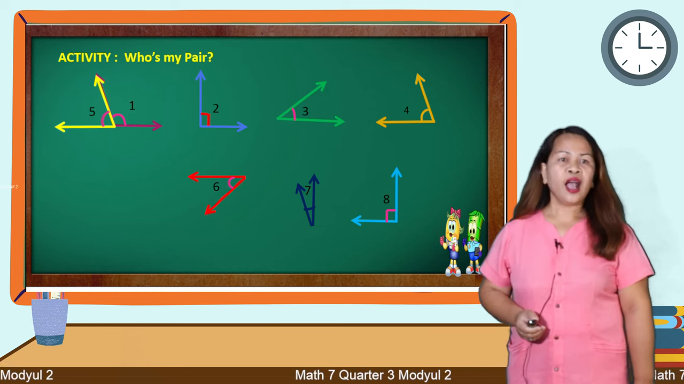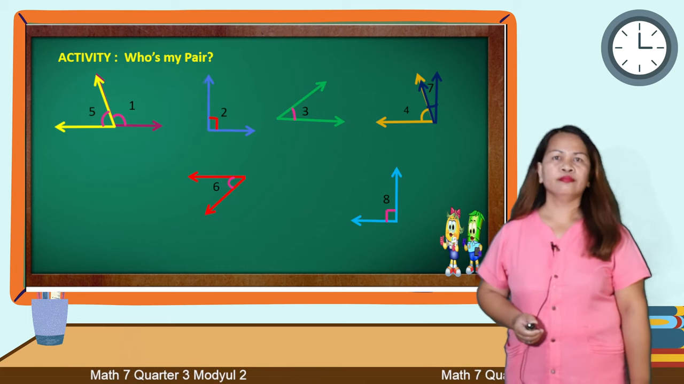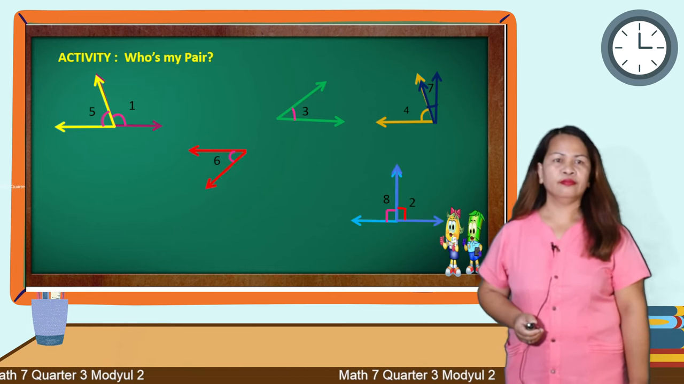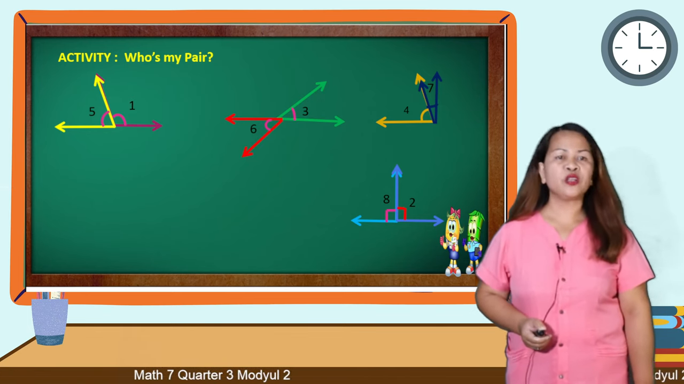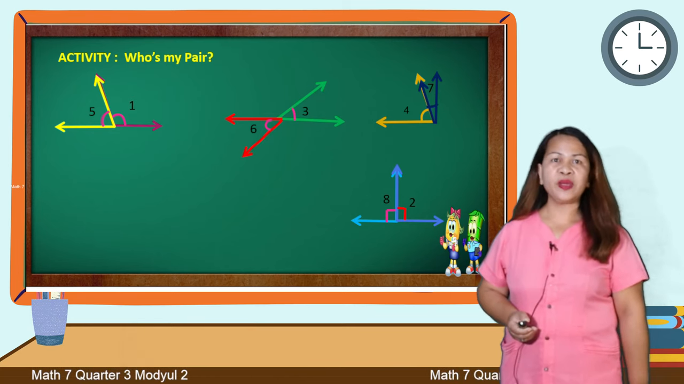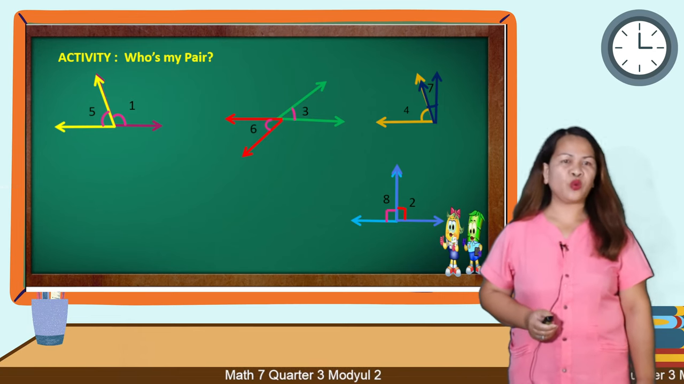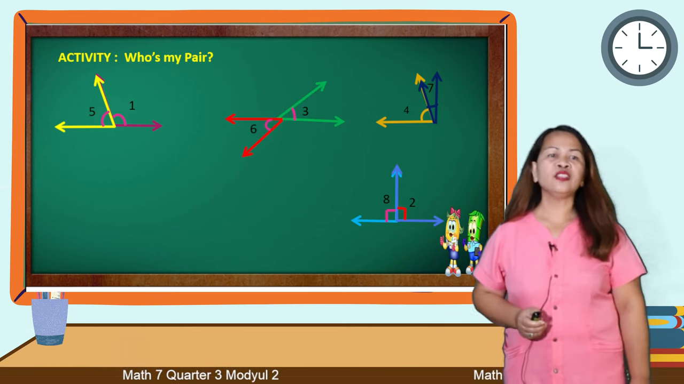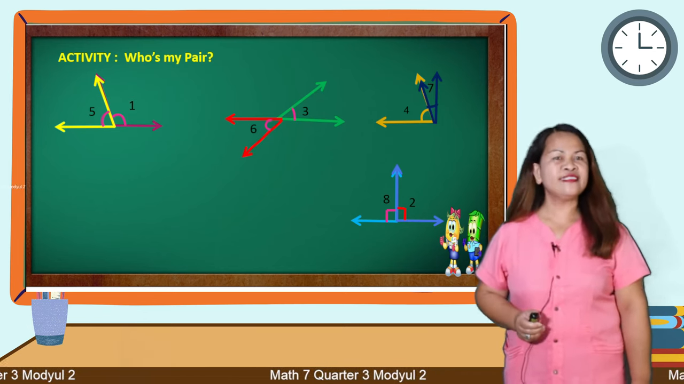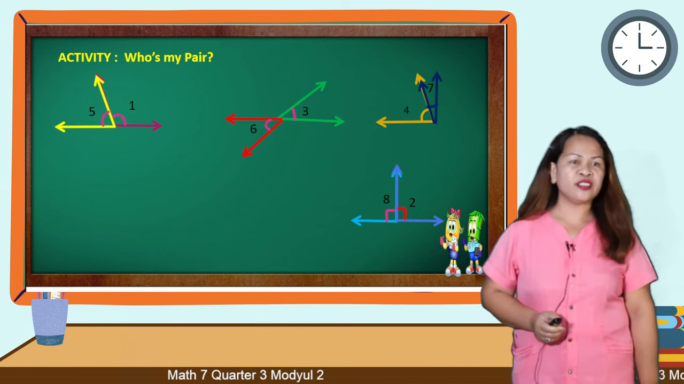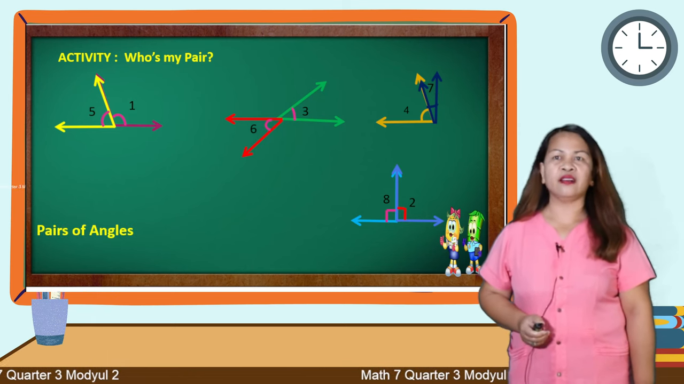So watch how these angles were formed. What do you notice? How many angles were combined? Just comment on the comment section, please. Yes, I saw some answers. Yes, 2 angles were combined. Other answers say they are always in pair. Correct. Your answers have something to do with our new lesson for today, which is the pairs of angles.